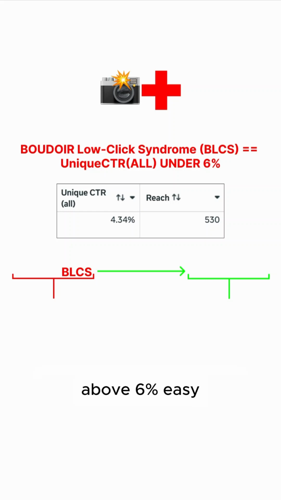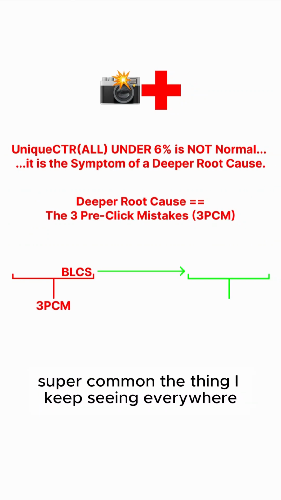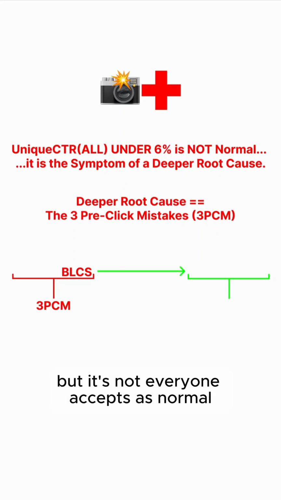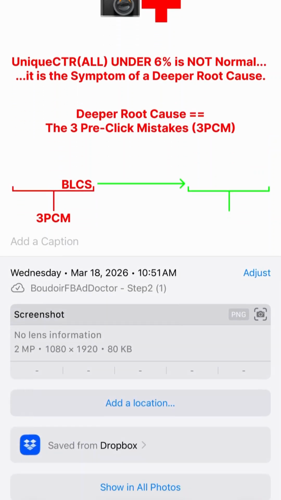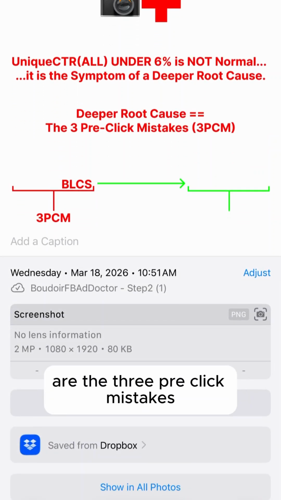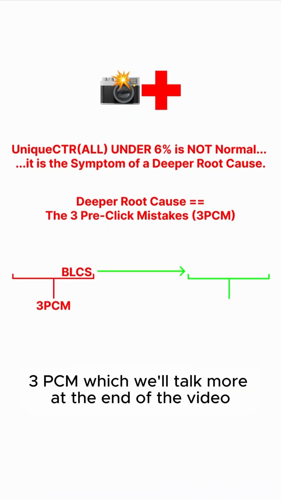Above 6%, easy. And that's because unique CTR under 6% is not normal. It's super common, the thing I keep seeing everywhere, and everyone accepts it as normal, but it's not normal. It's actually the symptom of a deeper root cause. The deeper root cause is the 3 pre-click mistakes, 3 PCM, which we'll talk more about at the end of the video.